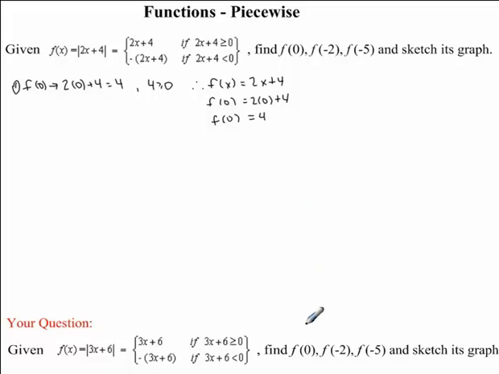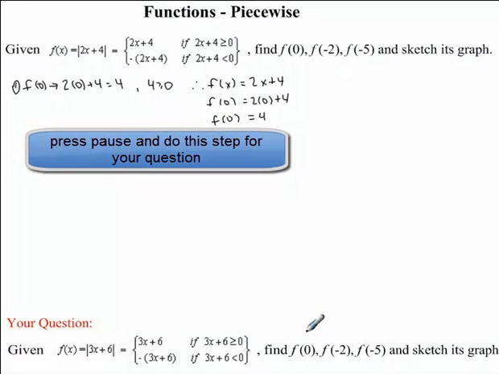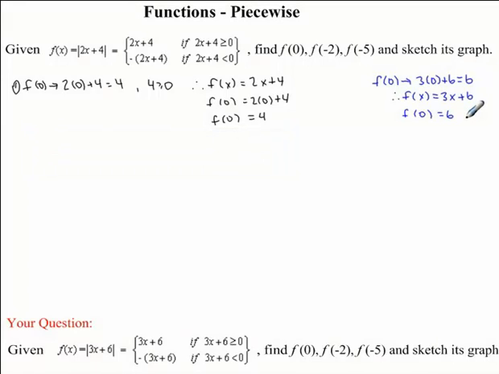I now want you to solve f of 0 for the function given in your question. You should have found that f of 0 is equal to 6. Now let's evaluate for f of negative 2.